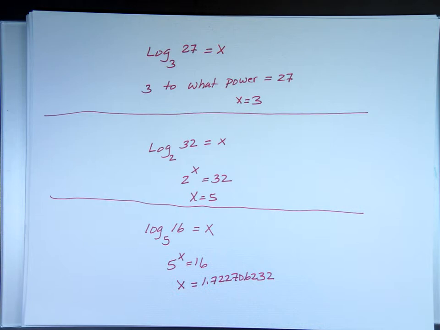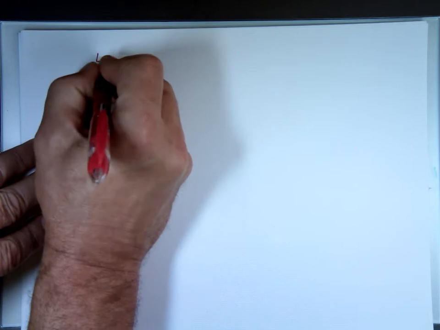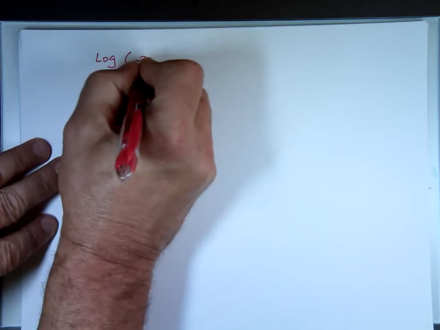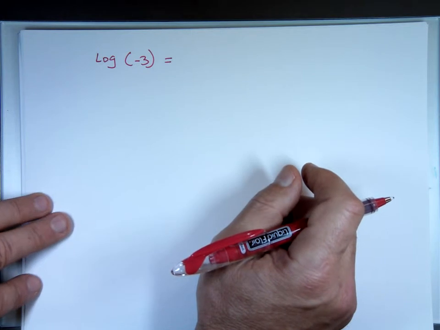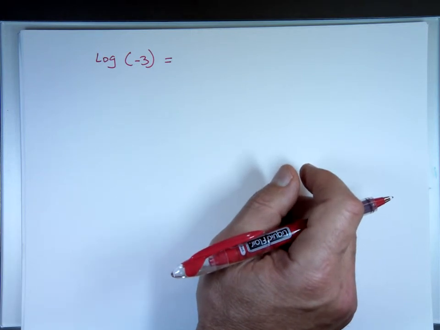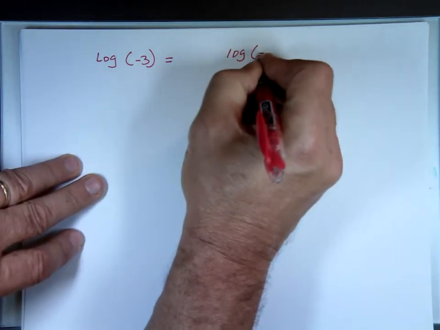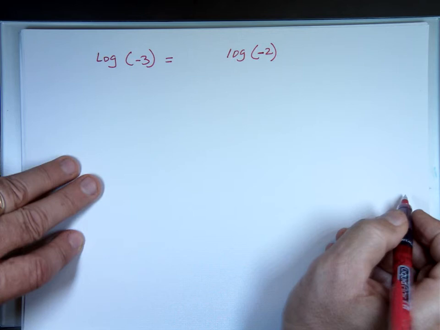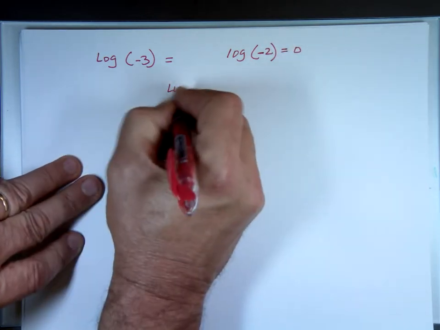let's try this. You have a calculator? Try that. What is the log of negative 3? Math error. Syntax error. What's the log of negative 2? Math error. What is the log of 0?